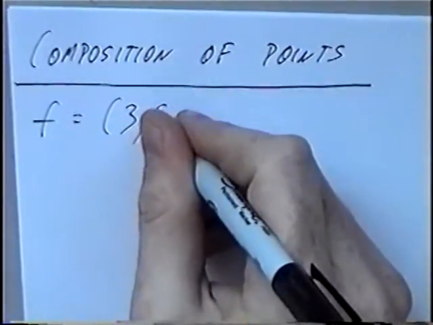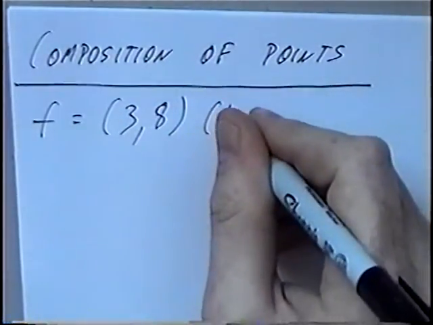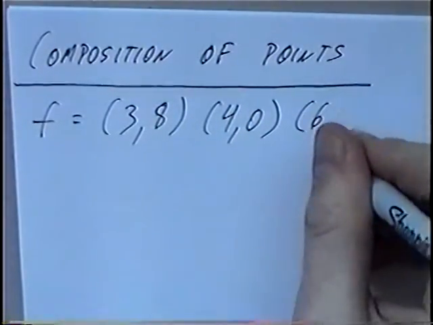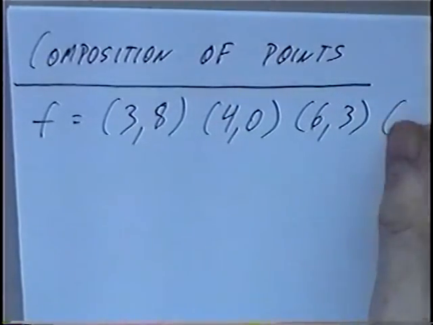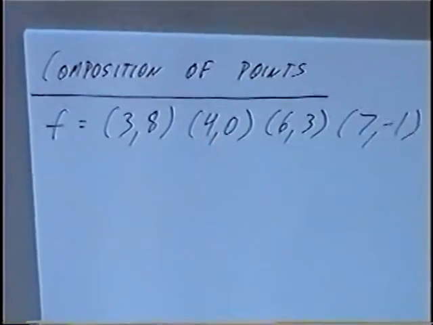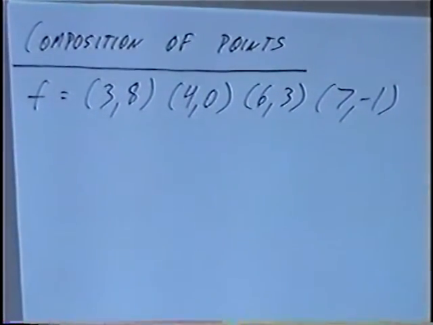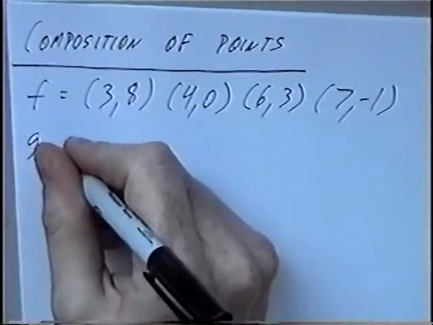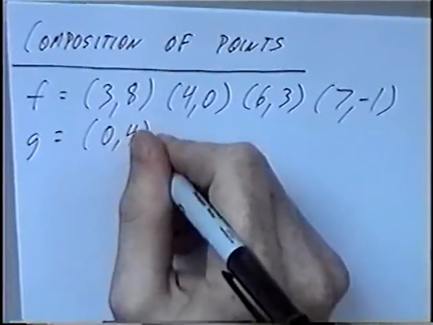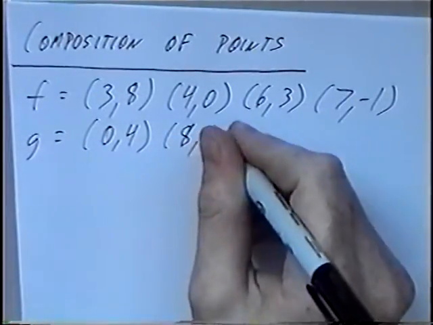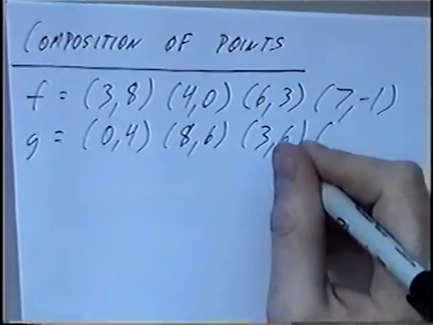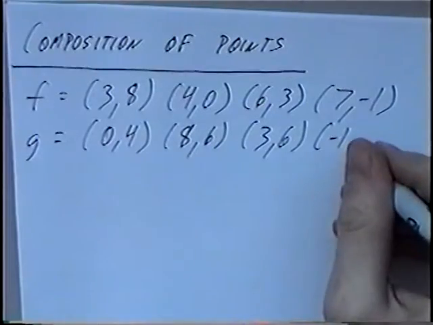The first point is 3, 8. The second point is 4, 0. The third point is 6, 3, and the last point is 7, negative 1. The second function, or second set of points, which is g. The first point is 0, 4. Second point is 8, 6. Third point is 3, 6. And the last point is negative 1, 8.